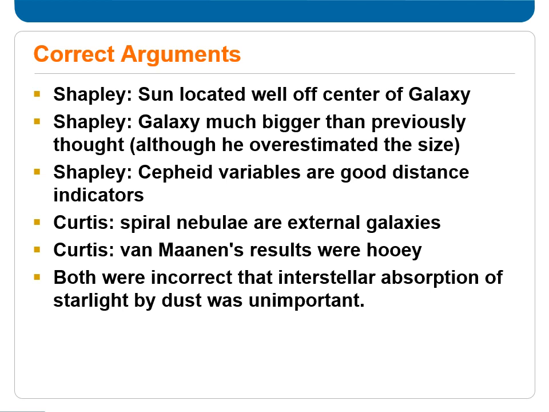Shapley was correct that the galaxy is much bigger than previously thought, although he overestimated the size. Shapley was correct that the Cepheid variables are good distance indicators. Curtis was correct that spiral nebulae are external galaxies. Curtis was correct that van Maanen's results were not good. Both Curtis and Shapley were incorrect that interstellar absorption of starlight by dust was unimportant.